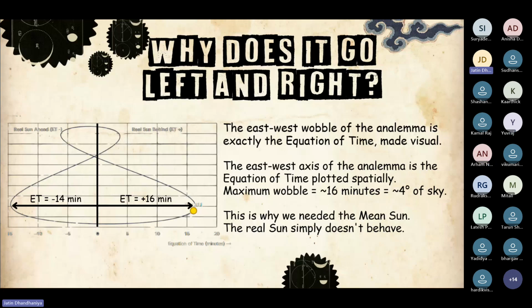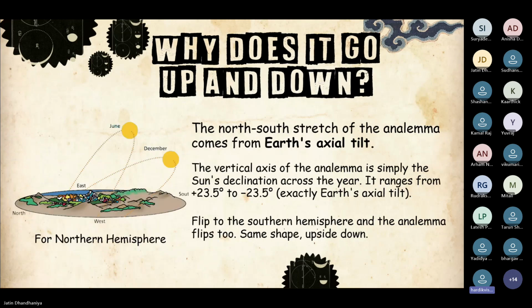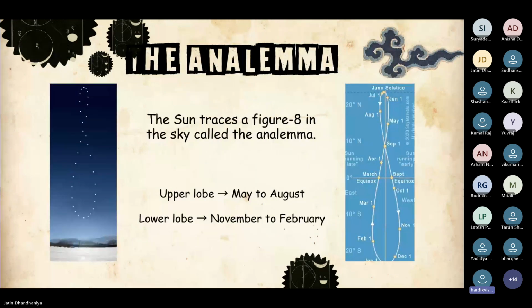Okay. Did you get it? The diagram of the analemma that you showed, the points on the analemma represent the position of the sun at noon time. Am I right? Yes. Yes. Okay.